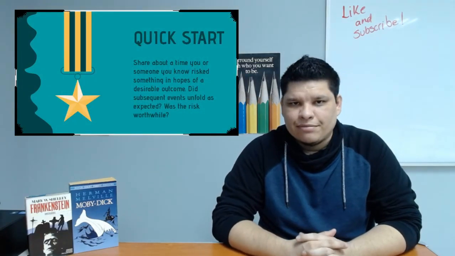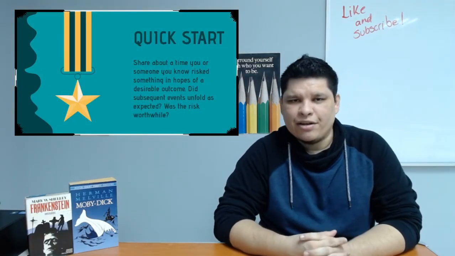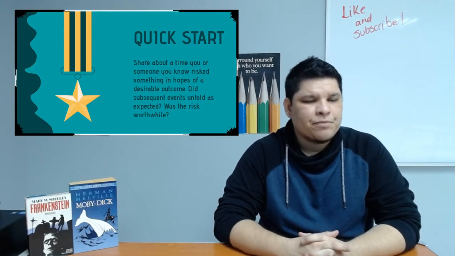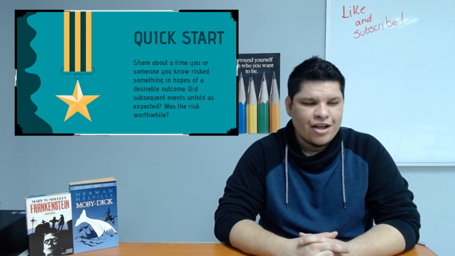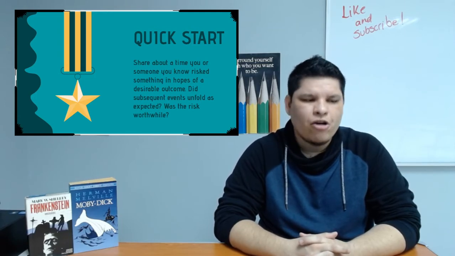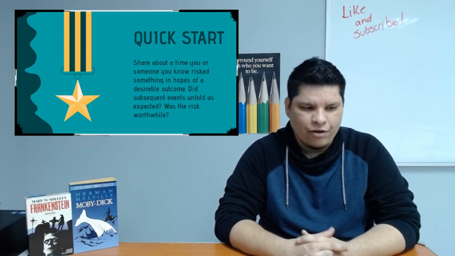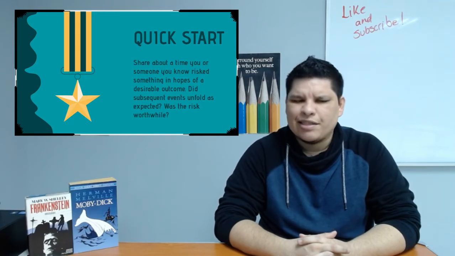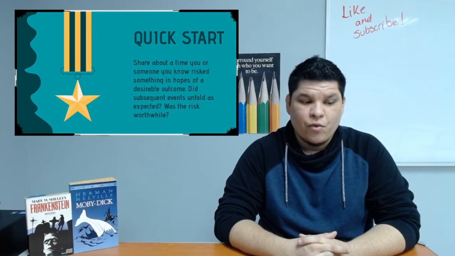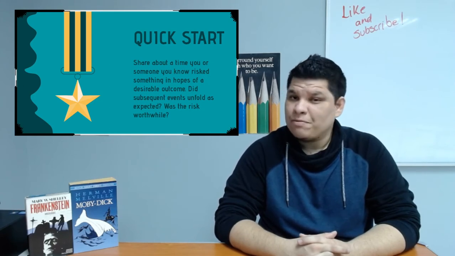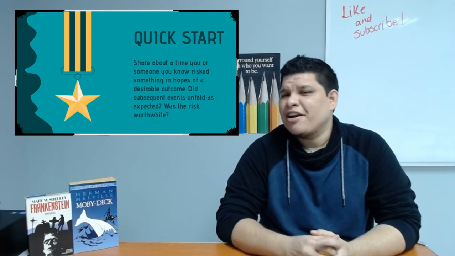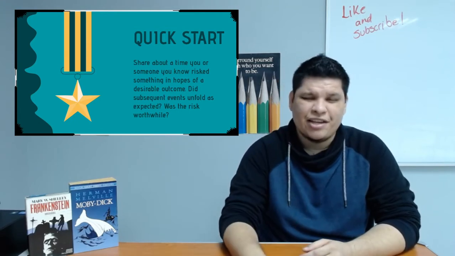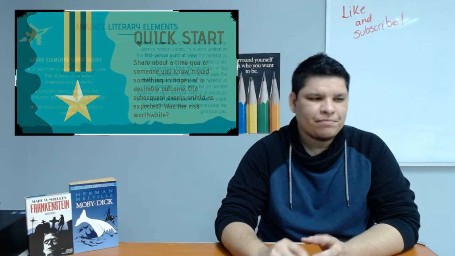Quick start. Let's do this activity and then we can continue with the rest of the class. Share about a time you or someone you know risked something in hopes of a desirable outcome. Did subsequent events unfold as expected? Was the risk worthwhile? Think about that, write it down, discuss it in your class, and then we can continue to the next part.